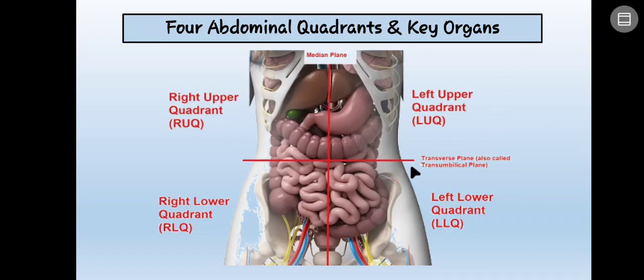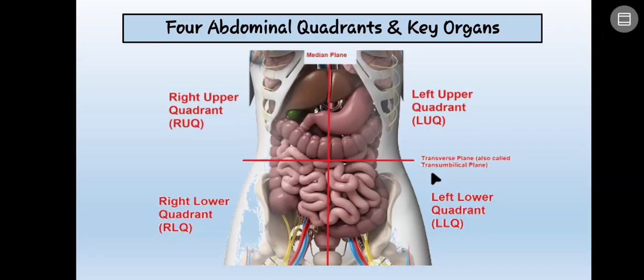We call that transverse plane specifically the transumbilical plane, meaning that the plane has to cut through the umbilicus. So we don't just get the four abdominal quadrants; you have to go further. To get the four abdominal quadrants, you should get a median plane or a mid-sagittal plane that passes through the umbilicus, and then you should get a transverse plane that also passes through the umbilicus. We call that transverse plane a transumbilical plane.